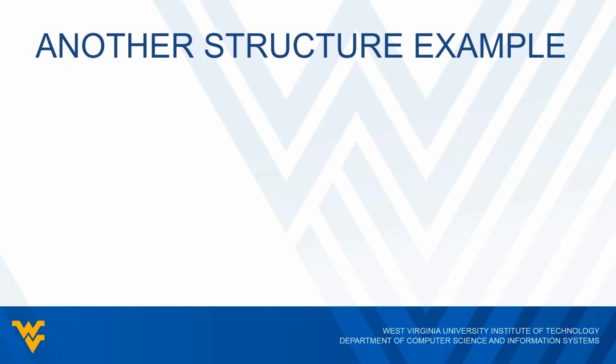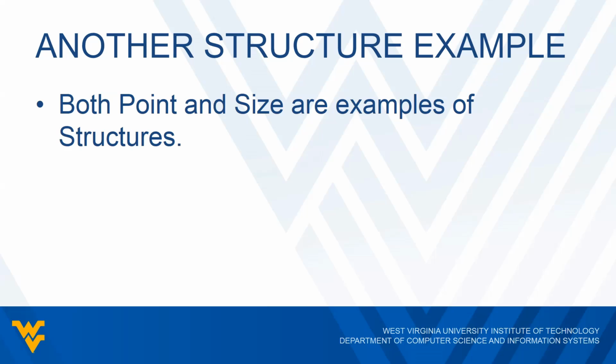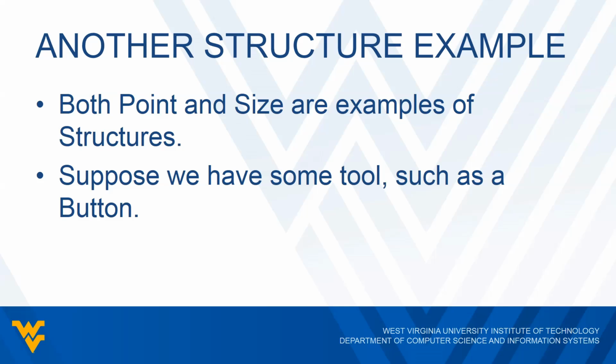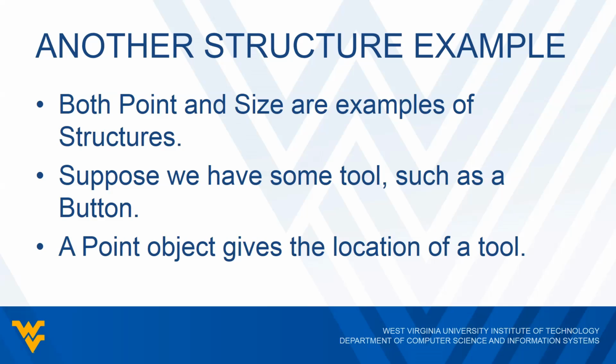Visual Basic actually does have a couple of pre-made structures that we can use. So let me just give you a couple of these examples. So both point and size are examples of structures. Now, if you don't remember what point and size are, let me give you a reminder. So let's suppose we have some tool like a button. The point structure, the point object, gives us the location of the tool. So remember in the property where we can get the coordinates, we have an x coordinate and a y coordinate. I believe they're actually set up as x position and y position, but the point is actually a structure that tells us where this button is located in terms of the x and y coordinates.